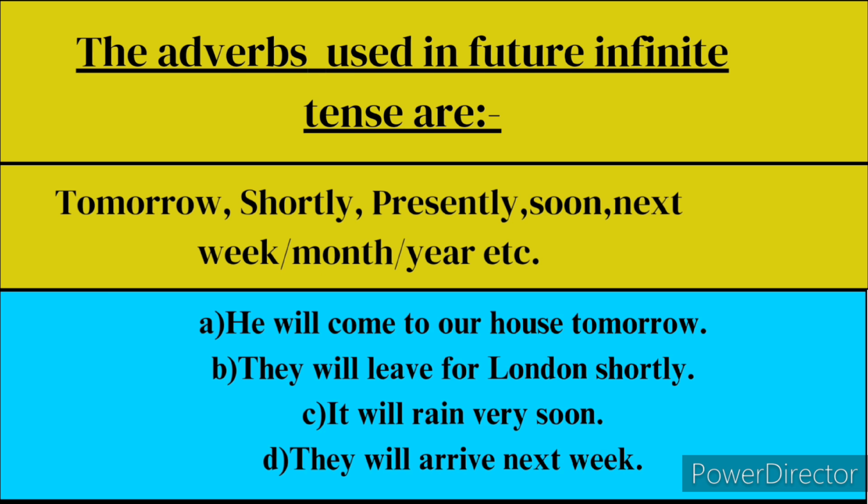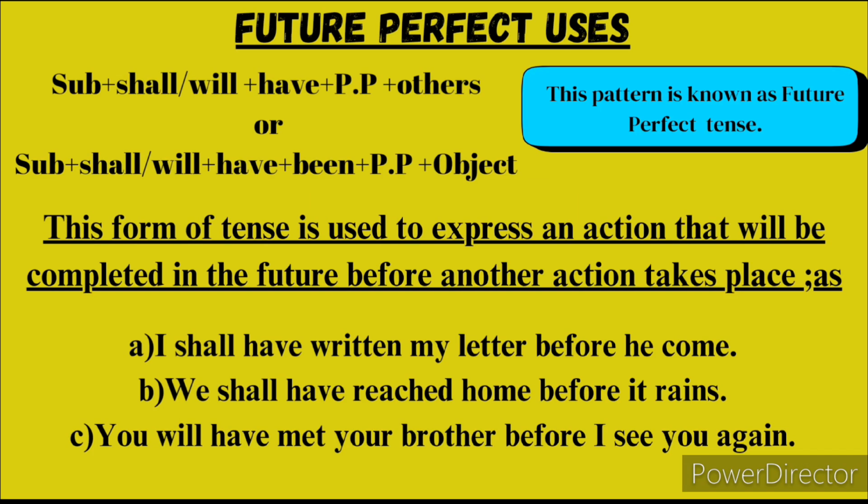The adverbs used in future indefinite tense are tomorrow, shortly, presently, soon, next month, next week, next year, etc. He will come to our house tomorrow. They will leave for London shortly. It will rain very soon. They will arrive next week. These are the examples.